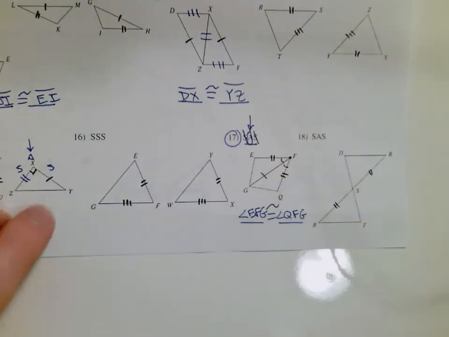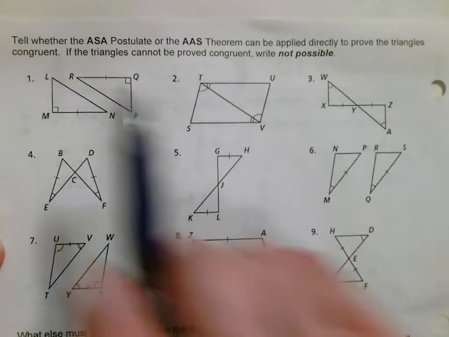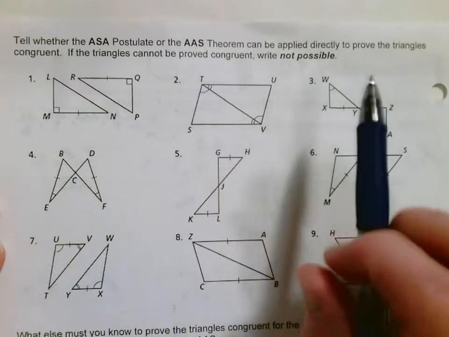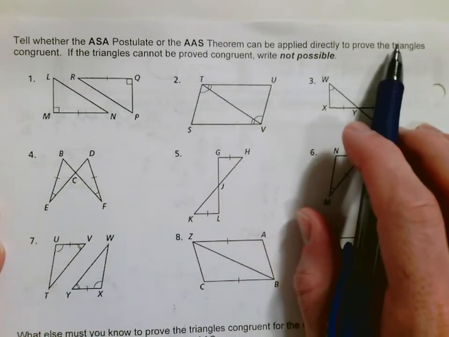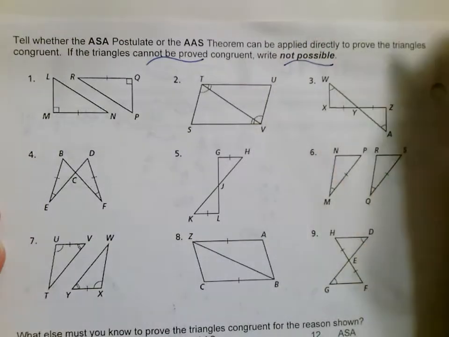Okay, let's go ahead and flip over. New set of directions here. We're being asked to tell whether ASA or AAS would be used directly to prove the triangle is congruent. If the triangles cannot be proven congruent, just write not possible.